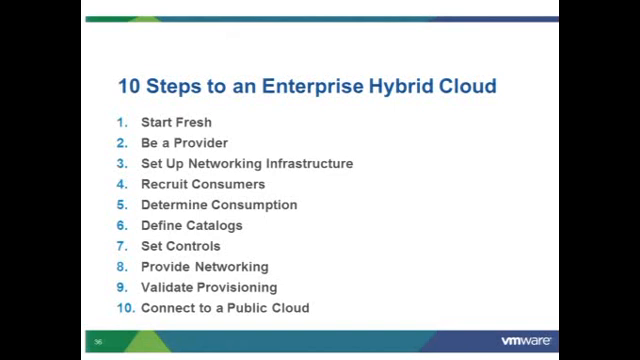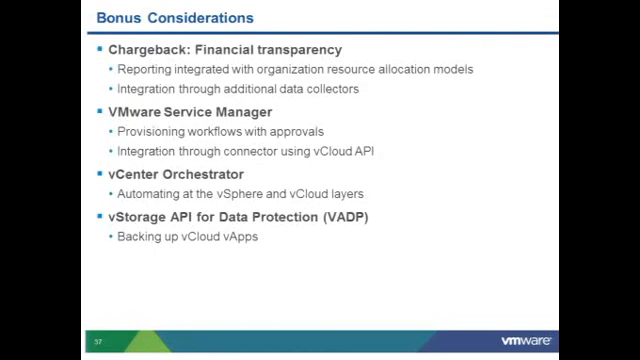So there you have it, 10 quick and easy steps for building an enterprise hybrid cloud. Some bonus considerations. If you want to create a more robust cloud, you can add chargeback. Chargeback touches on the governance needs. It's integrated with vCloud Director, and it can take the usage information to help give more clarity into the usage pattern to drive the usage behavior.